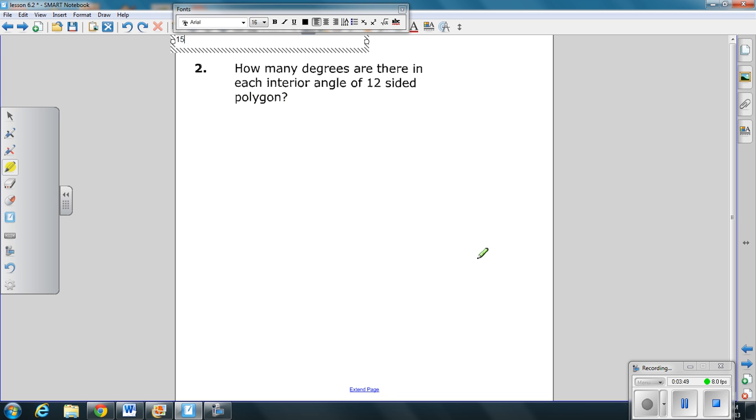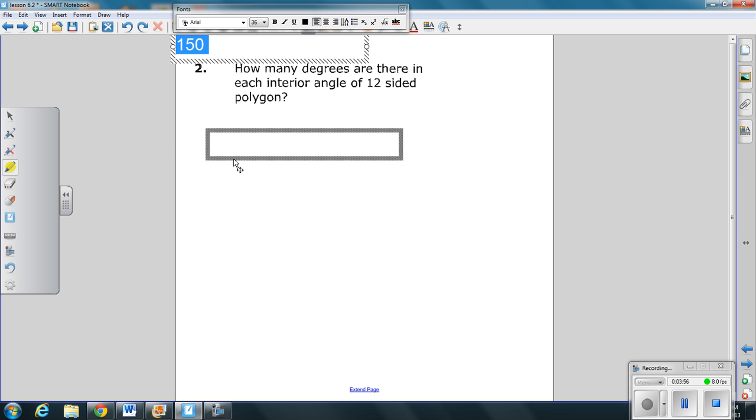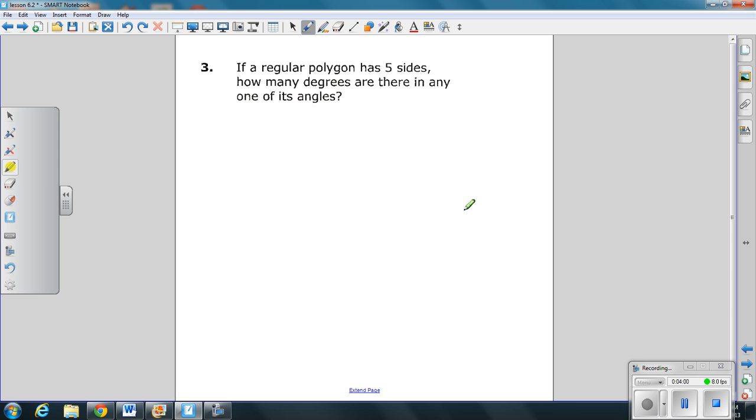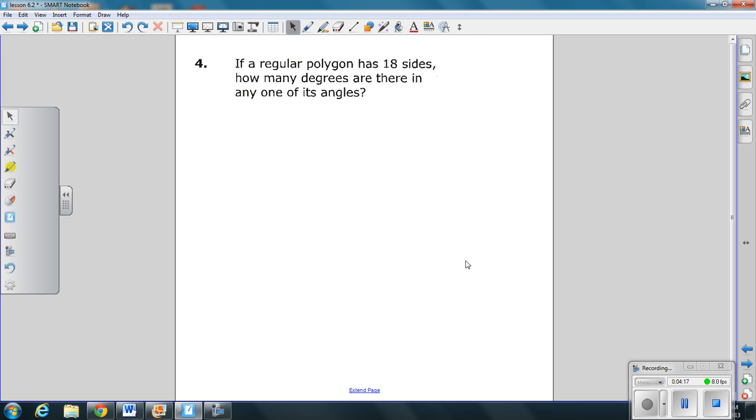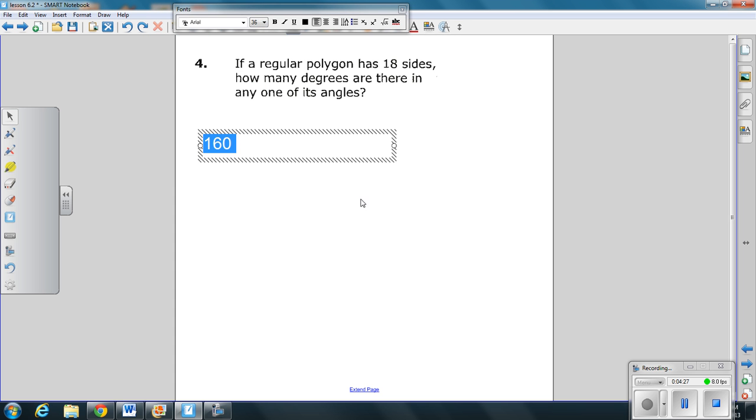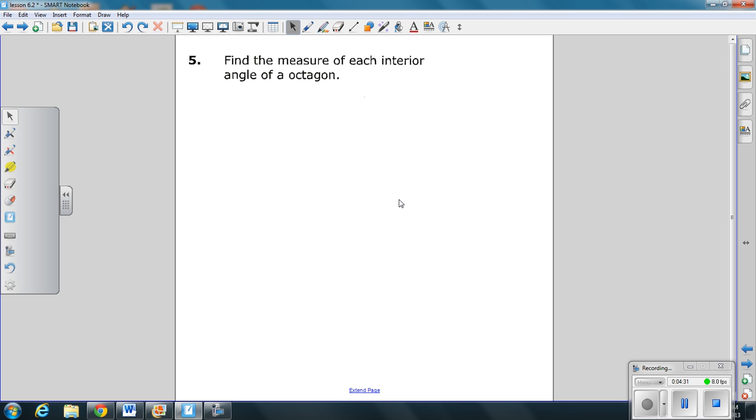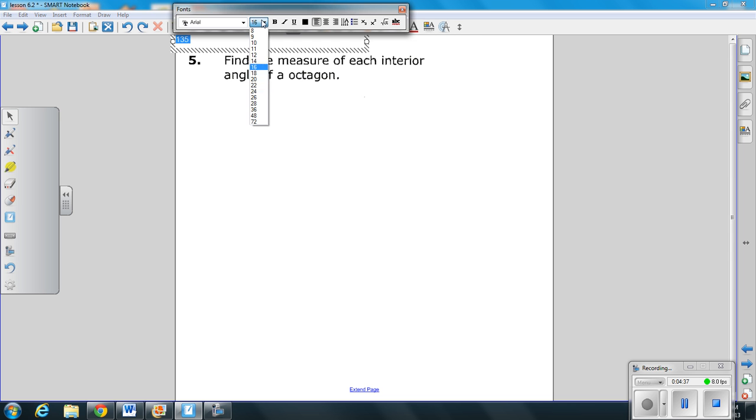Number two, the solution is 150. Number three, if a regular polygon has five sides, again, use the chart, our solution is 108. Number four, if a regular polygon has 18 sides, how many degrees is one angle? 160 degrees. Again, use the chart we just developed, and that'll show you all the math steps. Number five, find the measure of each interior angle of an octagon. We already accomplished that. We have 135 degrees.